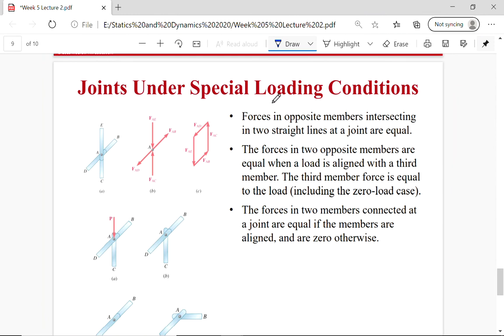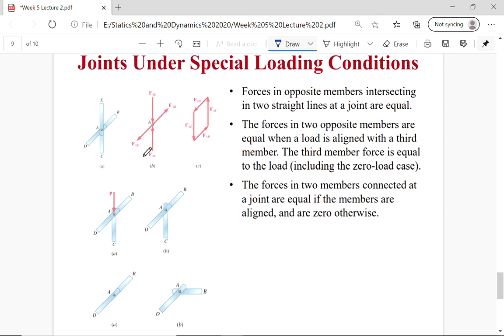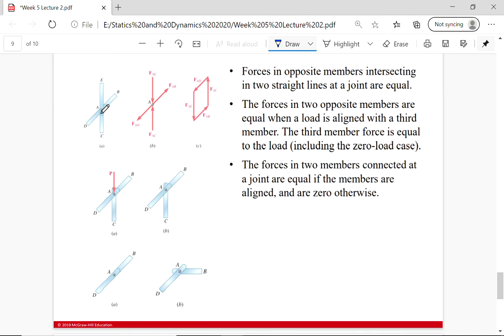Joints under special loading conditions. Forces in opposite members that intersect at a straight line at a joint are equal. So for example, member EA here and member AC intersect at a straight line, so the force from AE has to equal the force from AC. That's really because, again, you could make your coordinate system any way you want. So if I define this as my y-axis, then I know they've got to equal each other from that.